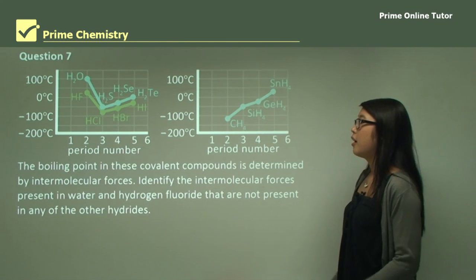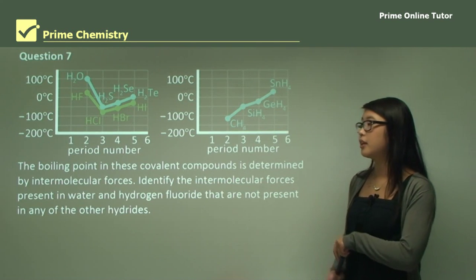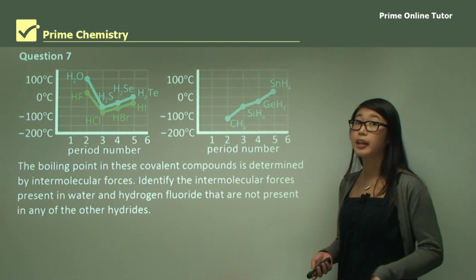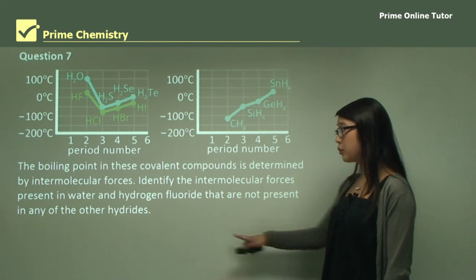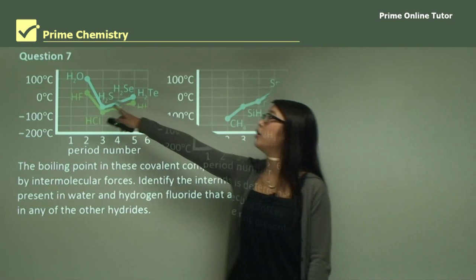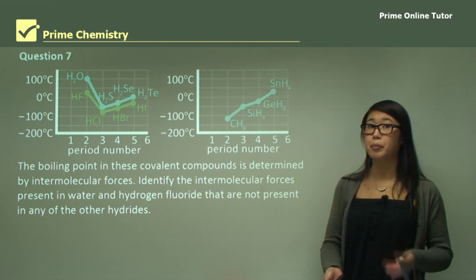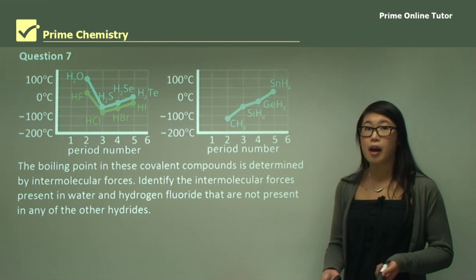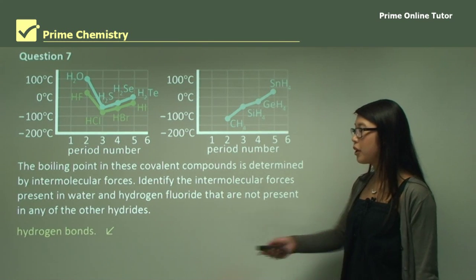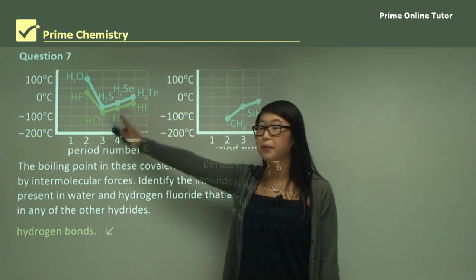Question 7, the boiling point in these covalent compounds is determined by intermolecular forces. Identify the intermolecular forces present in water and hydrogen fluoride that are not present in any of the other hydrides. So we need to make sure we identify what's different between water and hydrogen fluoride and the rest of them. We know that water is a bent molecule. Bent molecules are polar, and it also has lone pairs on the oxygen, so it's going to have hydrogen bonding. So hydrogen bonds are involved in this, and that's why we're getting a higher boiling and melting point.